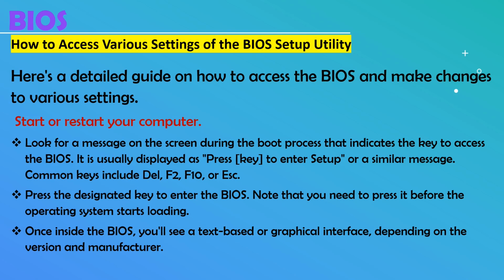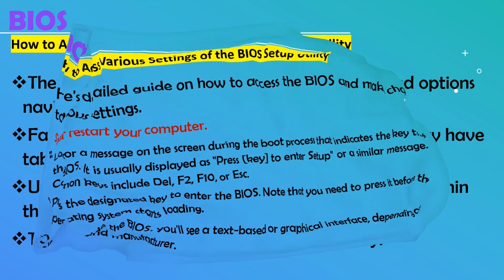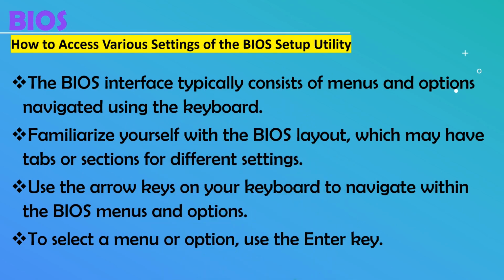Once inside the BIOS, you'll see a text-based or graphical interface, depending on the version and manufacturer. The BIOS interface typically consists of menus and options navigated using the keyboard. Familiarize yourself with the BIOS layout, which may have tabs or sections for different settings. Use the arrow keys on your keyboard to navigate within the BIOS menus and options. To select a menu or option, use the Enter key.